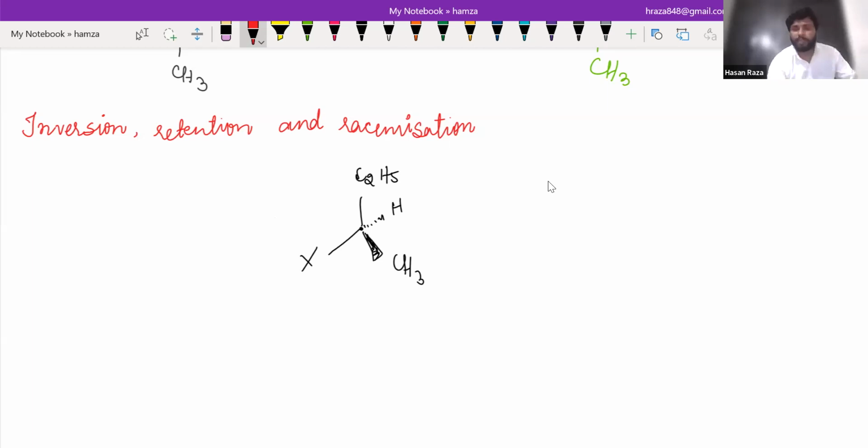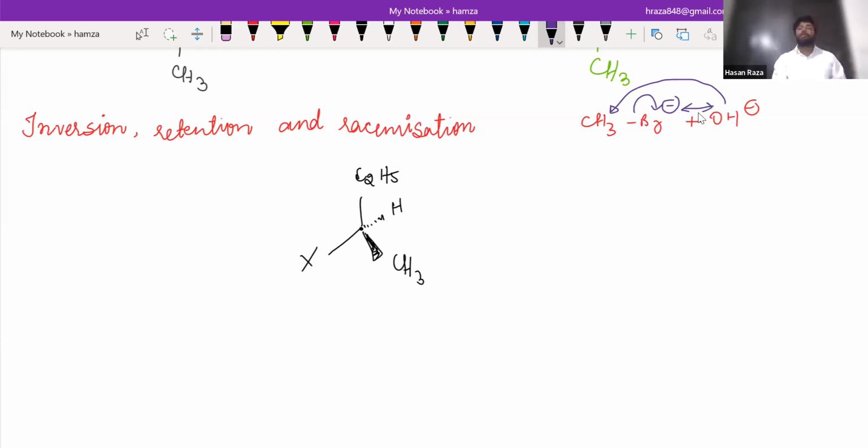In SN2 reaction, if you are going to react this from the front side, the nucleophile will go like this, negative, and if it wants to come here, there will be repulsion between these two nucleophiles, negative charge. That's why in SN2 reaction there will be back attack, and from the back OH can easily attack. Yes or no?